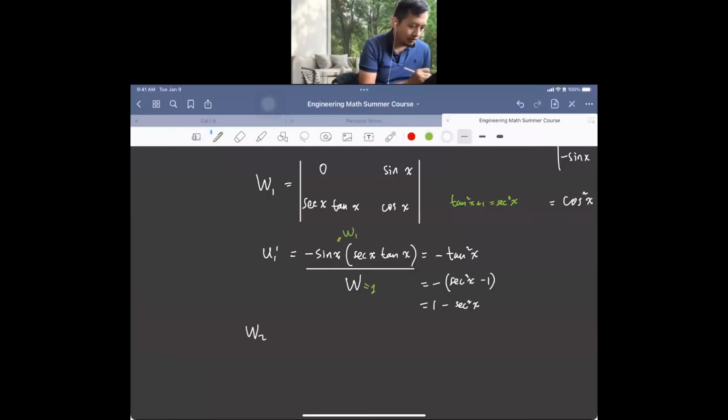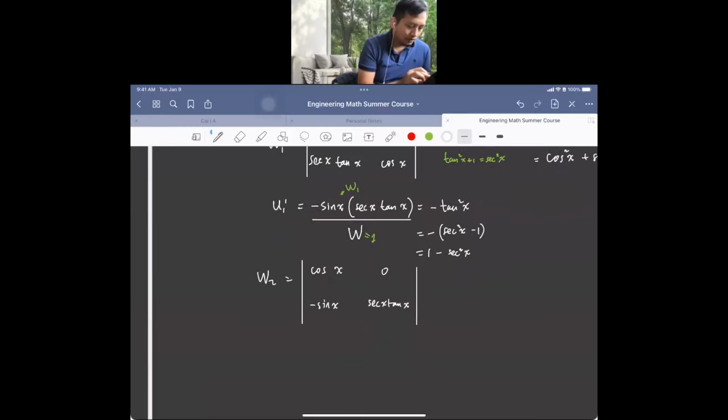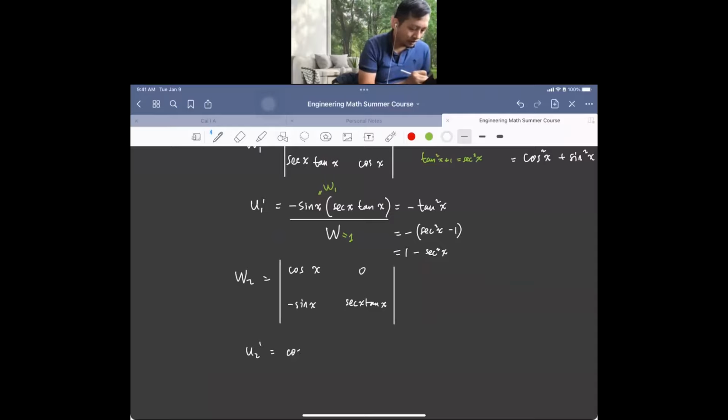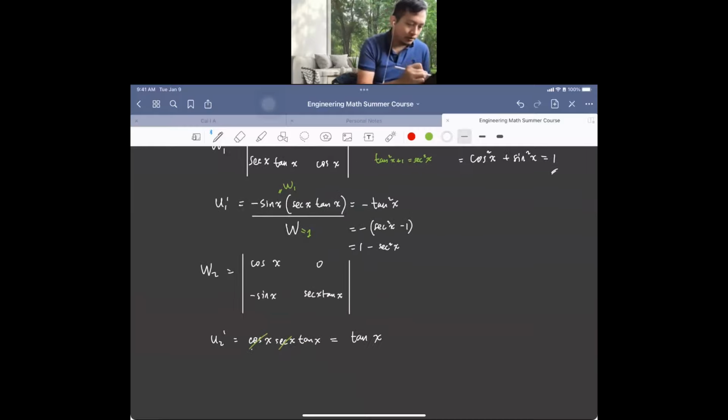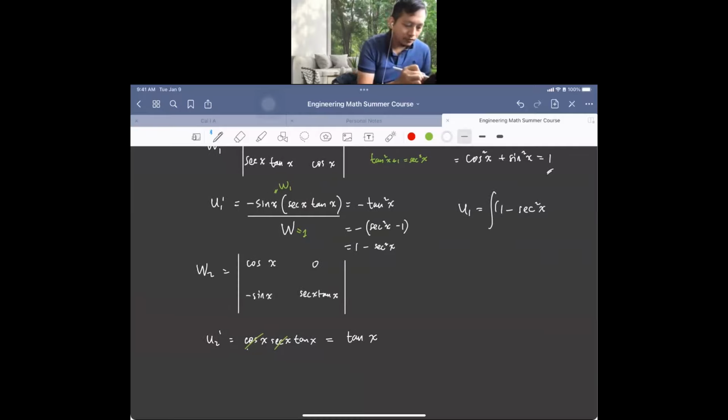And W2, we can set up directly u2 prime as cos x secant x tangent x, right? And cos and secant cancel, so it's just tangent. Okay, we got these 2, then we integrate. So u1 is the integral of 1 minus secant squared x dx. This is x minus tangent, since the integral of secant squared is tangent, right? And u2 is the integral of tangent x dx.